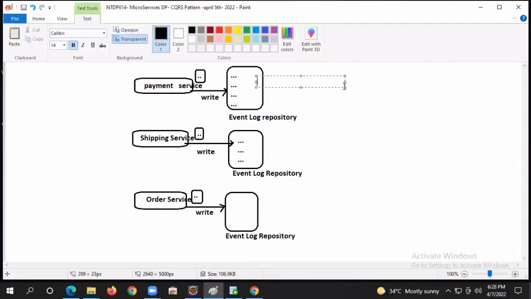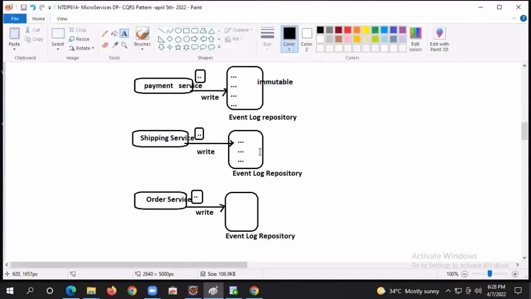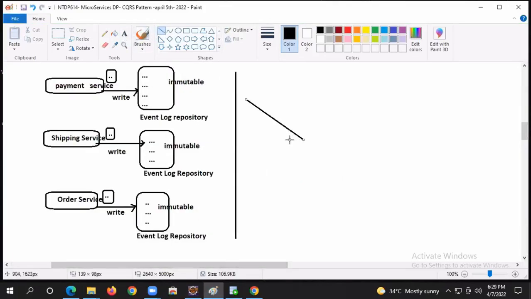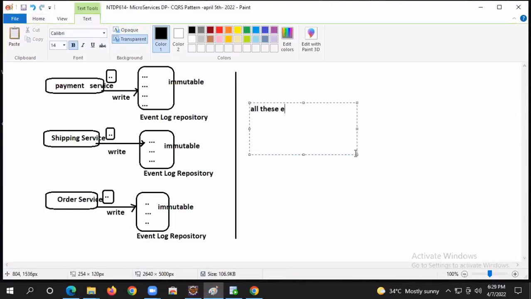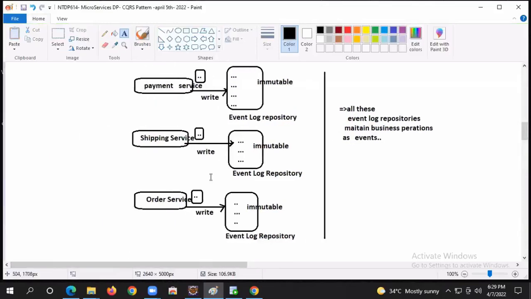These are the immutable side. Whatever data you are writing, all these are immutable. You cannot modify them. Whether good or bad, whatever it is, everything will be written this way. All these event log repositories maintain business operations as events. So they are doing only write operations here.